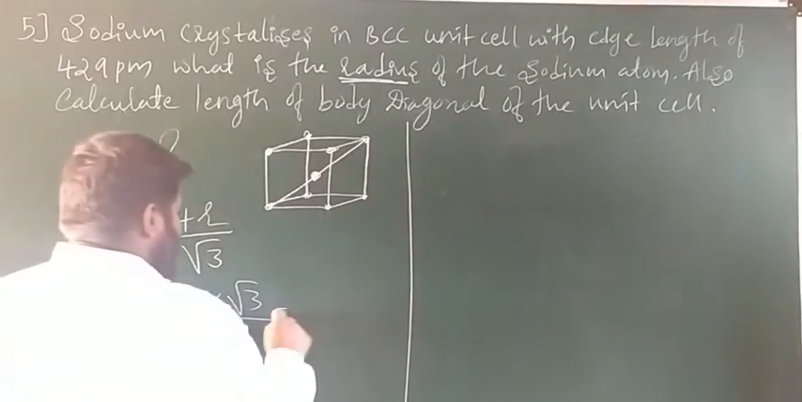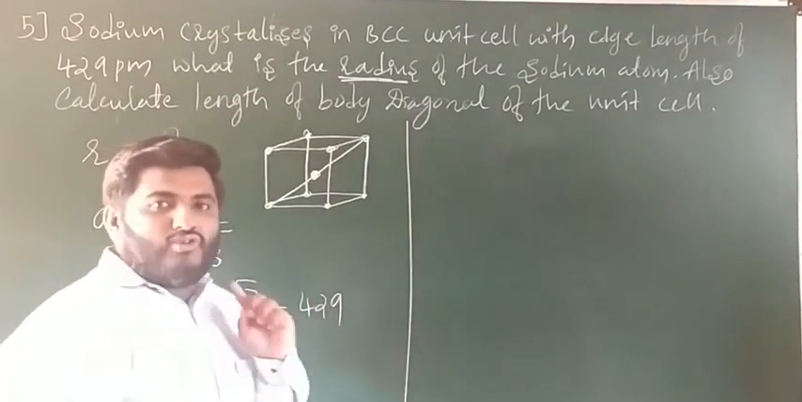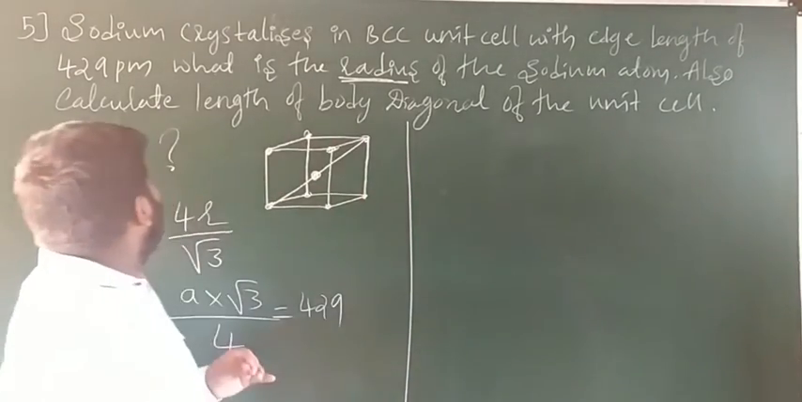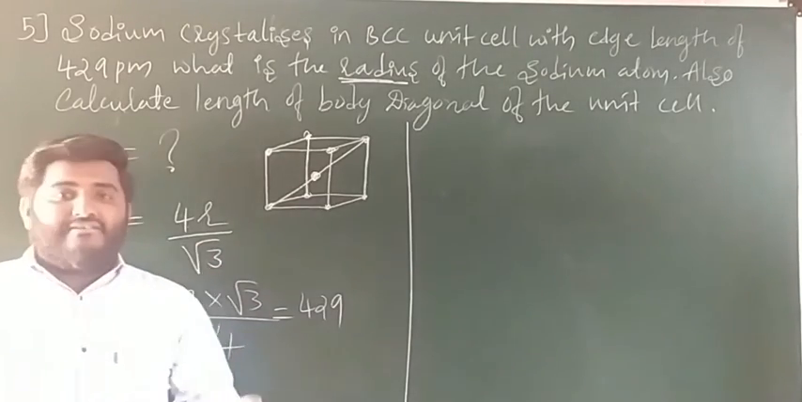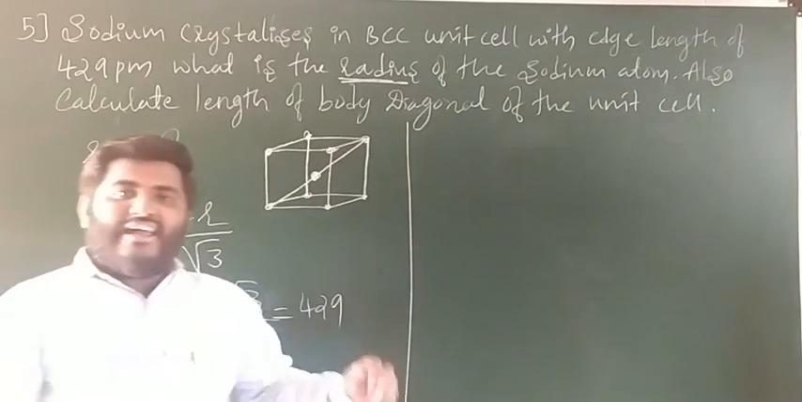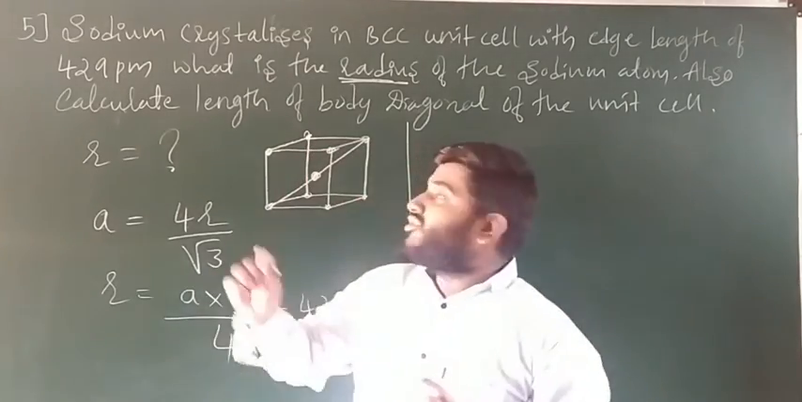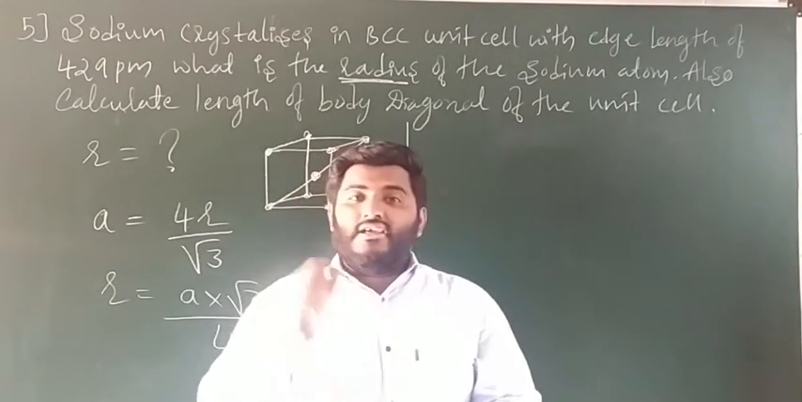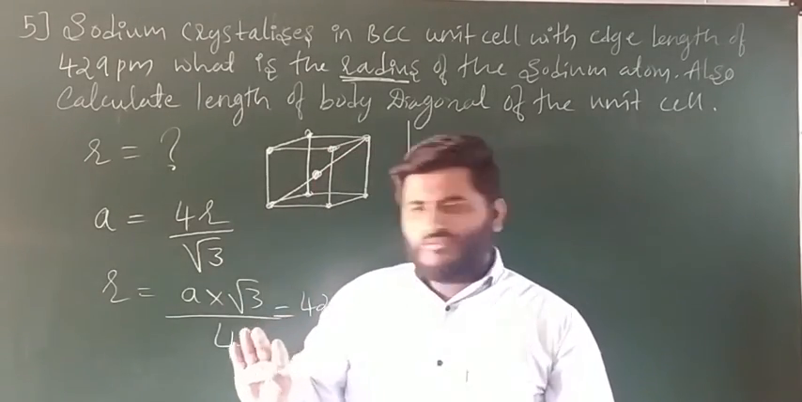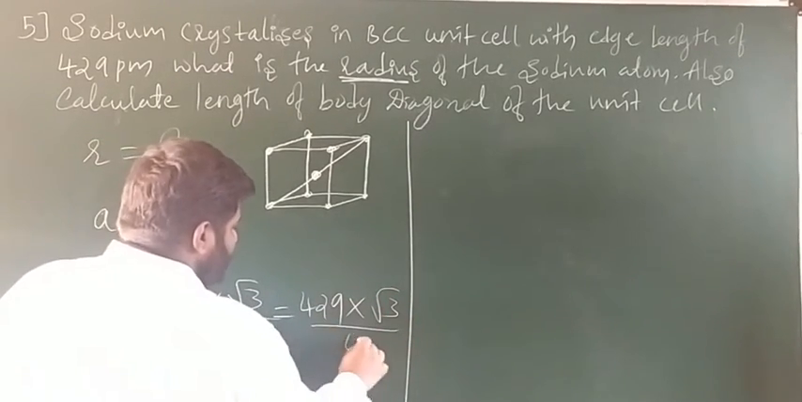Put the value. How much is the A value, guys? A is 429 picometer. If you convert it into centimeter, you would use 10 to the power minus 10 for picometer, and if you want angstrom, 10 to the power minus 8. You can write the answer in picometer also; that is fine. In the previous problems, up to the fourth one, we had to convert the edge length into centimeter, but remember, in this question you can write it as picometer itself. So I will write 429 picometer into root 3 divided by 4.